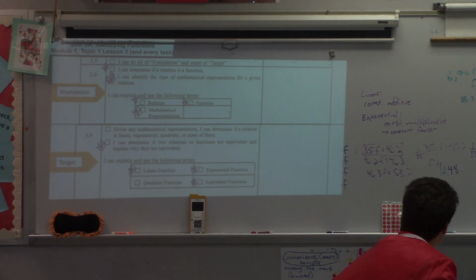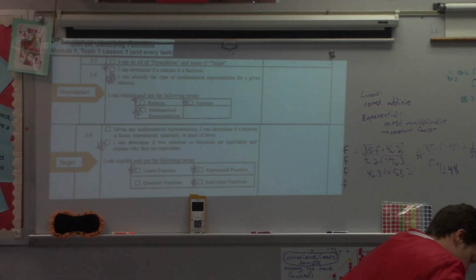What is equivalent? What does that mean? It may look different, but has the same meaning. We don't want to say equal because when we think of equal, we think they look the exact same, like 3x is equal to 3x.